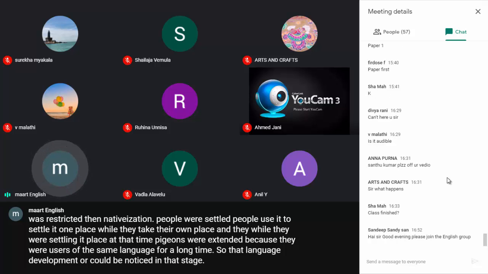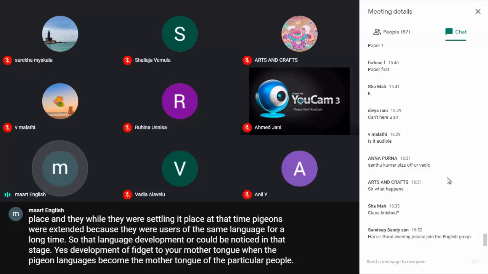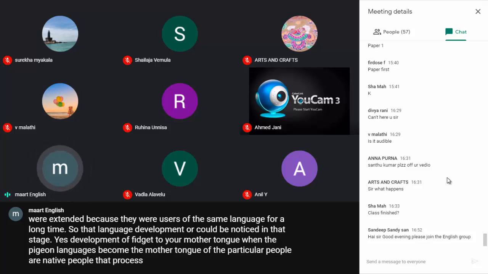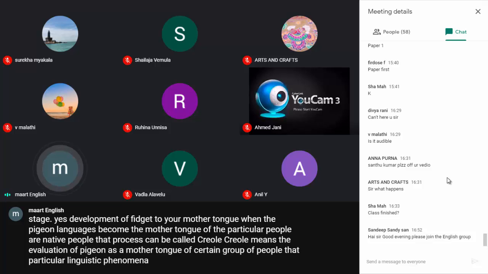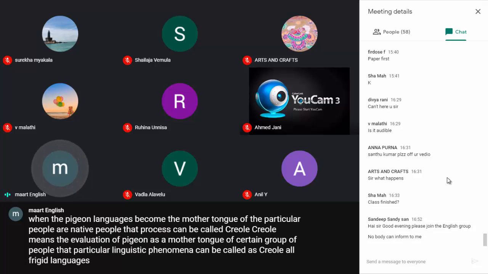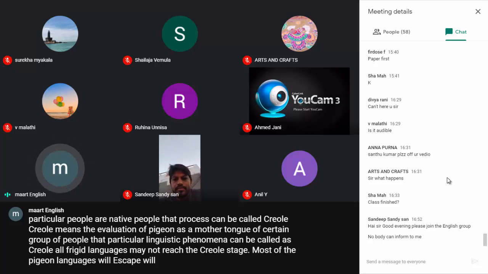F, development of Pidgin into a mother tongue. When the Pidgin language becomes the mother tongue of a particular people or native people, that process can be called Creole. Creole means the evolution of Pidgin as the mother tongue of a certain group of people. That particular linguistic phenomenon can be called Creole. All Pidgin languages may not reach the Creole stage. Most Pidgin languages will die at the Pidgin stage only.